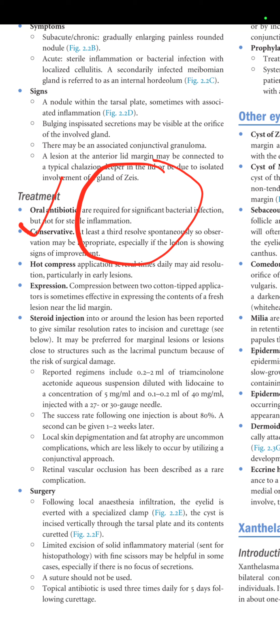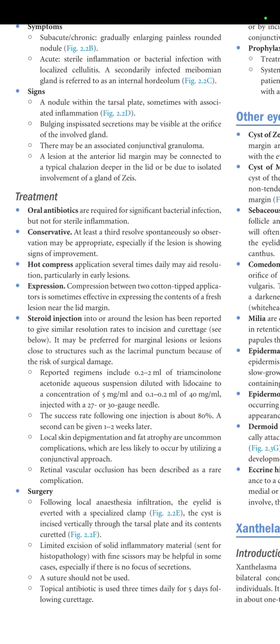So there are two types of procedure that can be done in the lesion. Number one is steroid injection and number two is surgery. Both have advantages and disadvantages. Basically, we use steroid injection when the lesion is near the lid margin and it is a very small lesion. So you can do the steroid injection, and we give the triamcinolone injection.